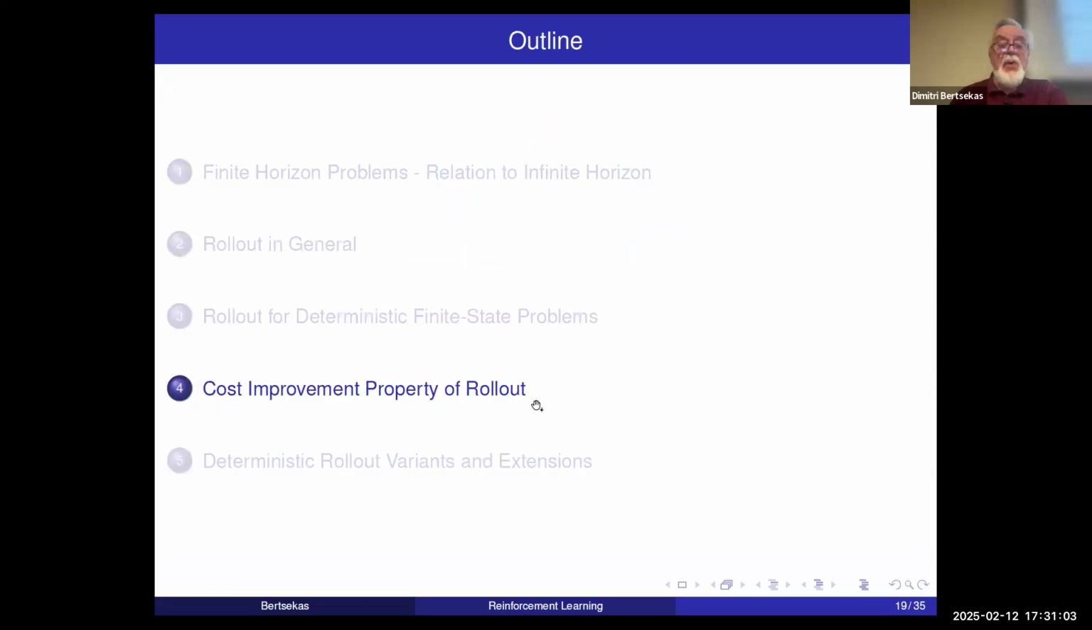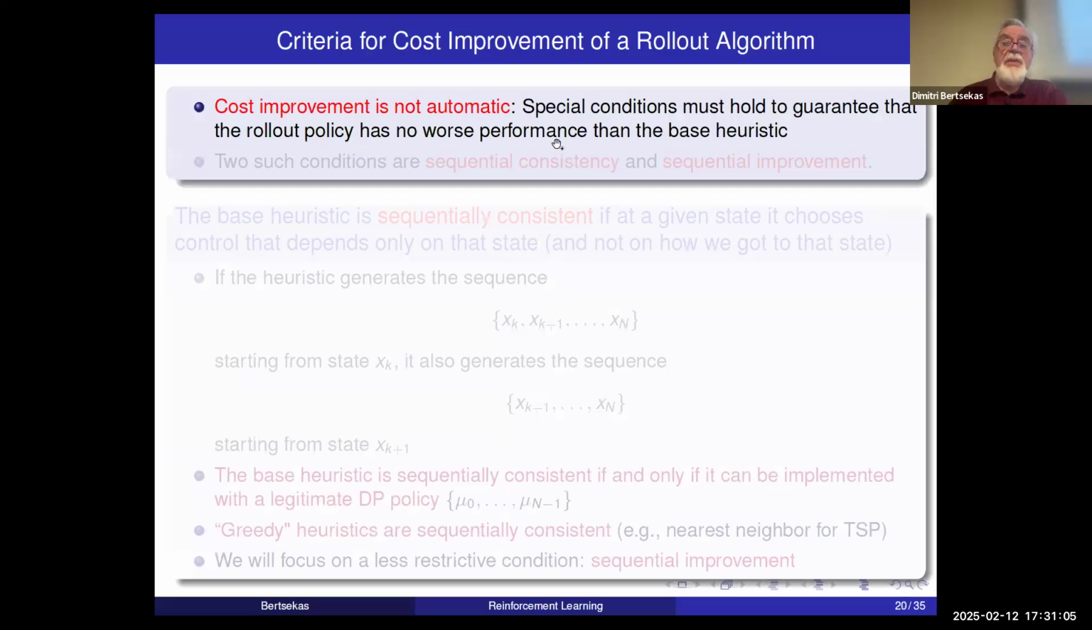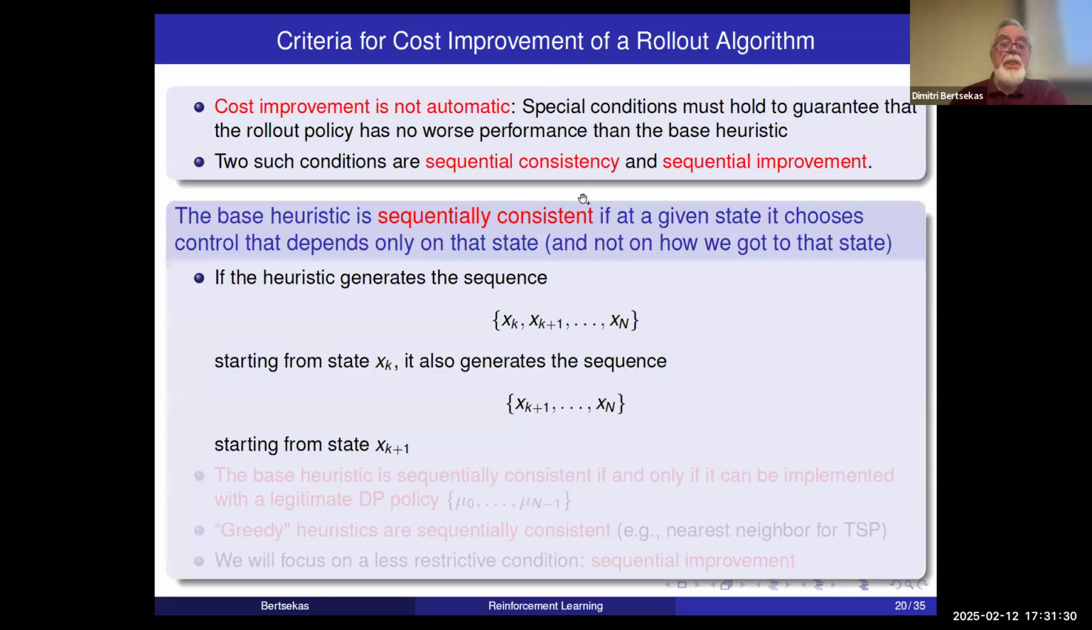Okay, so now let's focus on the cost improvement property of rollout. If you have a Bayes heuristic and you roll it out, you're not necessarily going to get cost improvement. It's not automatic. Some special conditions must hold. And there are two such conditions that we're going to discuss. One is sequential consistency, and the other is sequential improvement. Let me describe what this means.